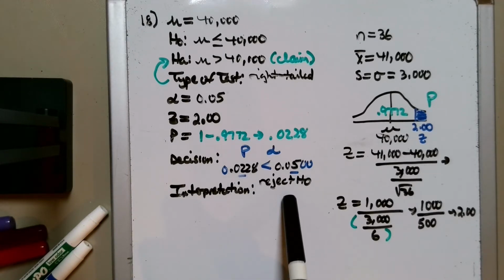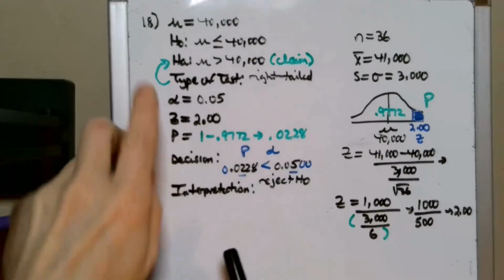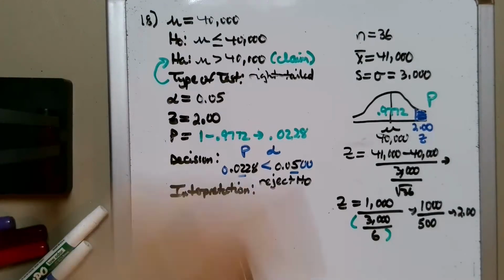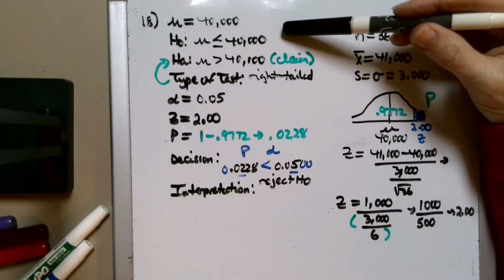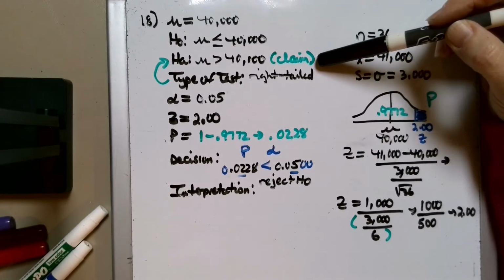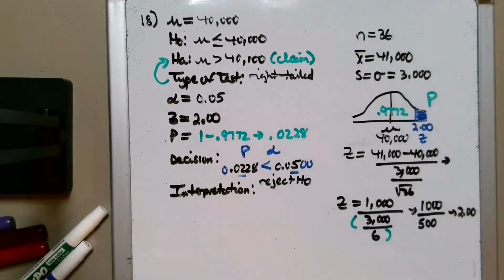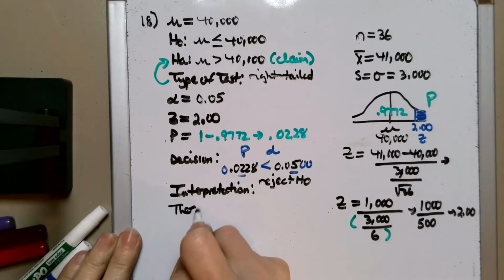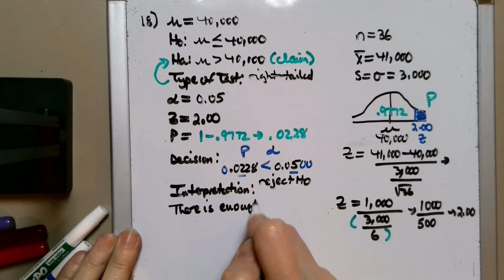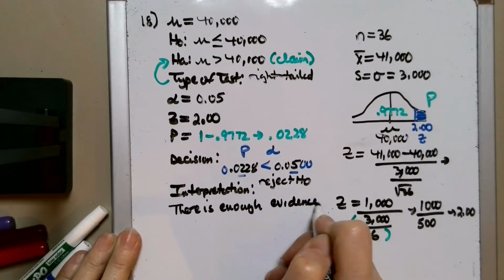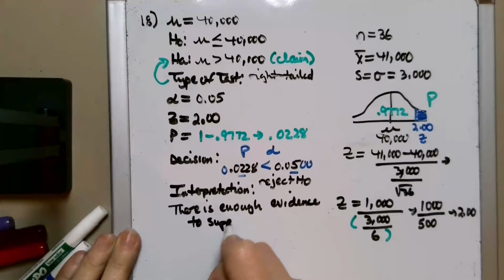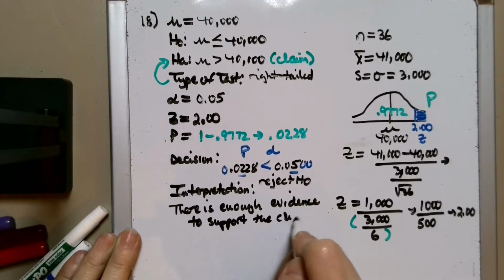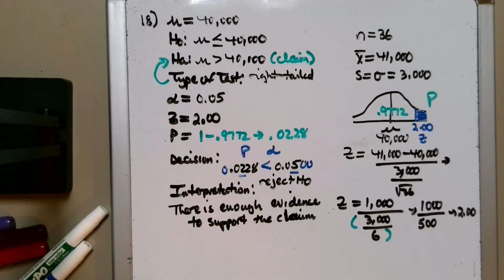So the last question is, what does that mean in terms of the claim? And you want to answer the question, can the claim be supported? So if the claim is the alternative, you talk about support. So what are we doing? We're rejecting the null. That means the evidence favors the alternative, which is the claim. So can the claim be supported? Yes. There is enough evidence, because remember we rejected the null in our decision, to support the claim. If the claim is a null, you talk about rejection, like we did in number 17. If the claim is alternative, you talk about support, but then the problem actually asked you about that anyway.